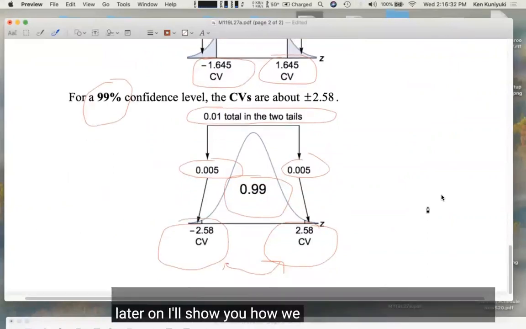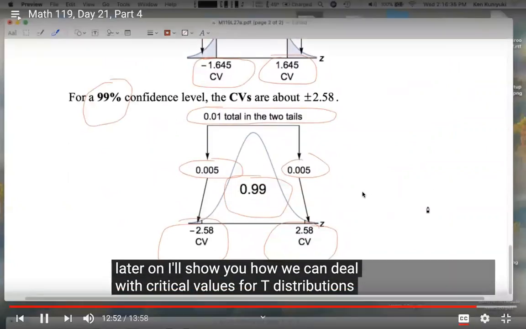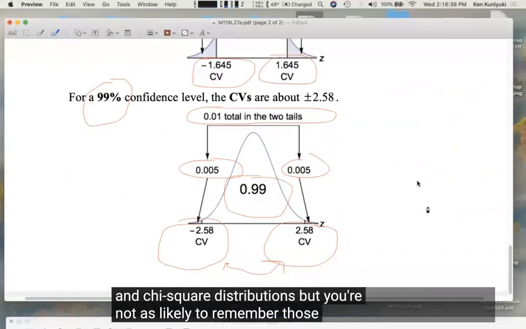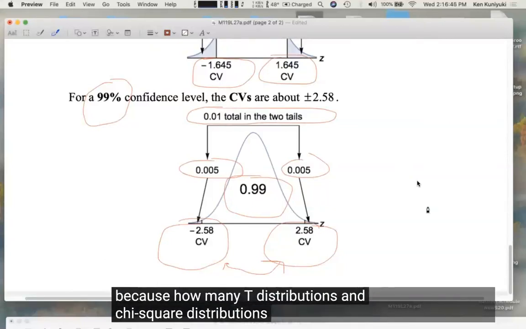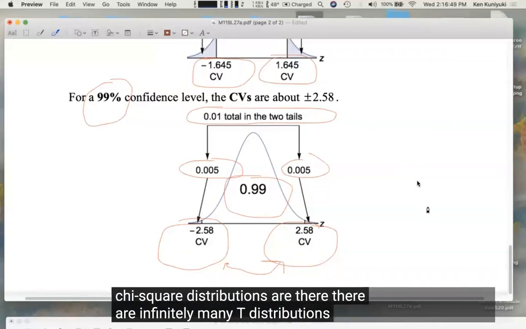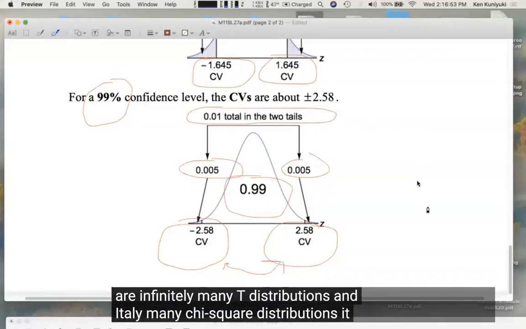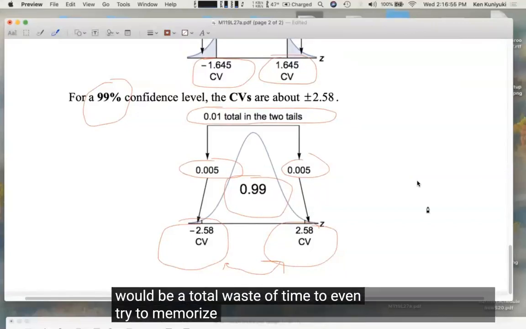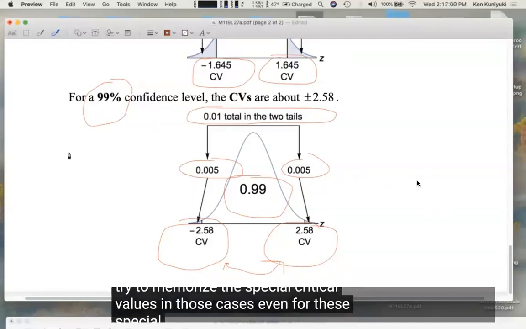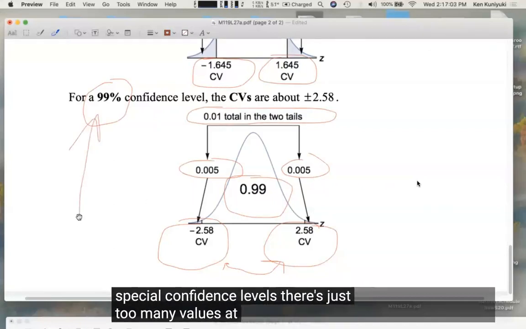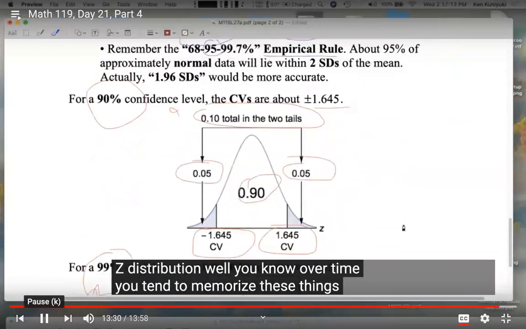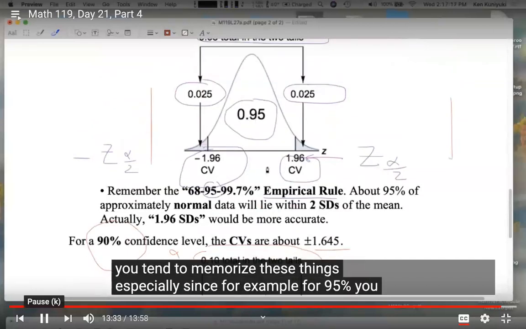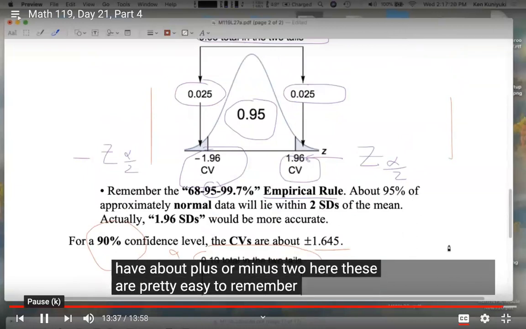Later on, I'll show you how we can deal with critical values for t-distributions and chi-square distributions, but you're not as likely to remember those critical values. Why not? Because how many t-distributions and chi-square distributions are there? There are infinitely many t-distributions and infinitely many chi-square distributions. It would be a total waste of time to even try to memorize the special critical values in those cases, even for these special confidence levels. There's just too many values. At least for the z, for the single sole solitary standard normal z distribution, well, over time, you tend to memorize these things. Especially since, for example, for 95%, you have about plus or minus 2 here. These are pretty easy to remember.